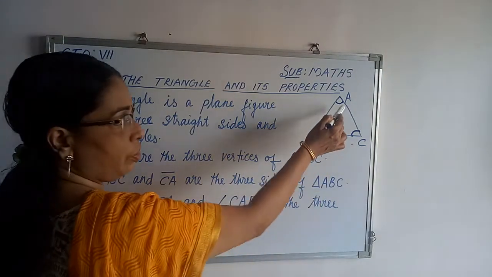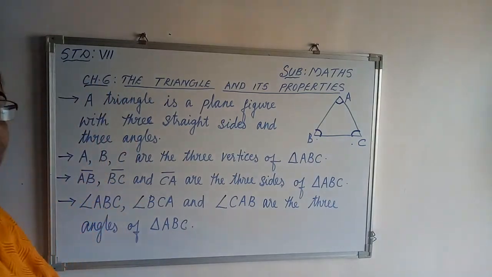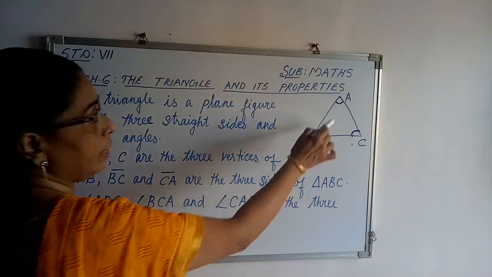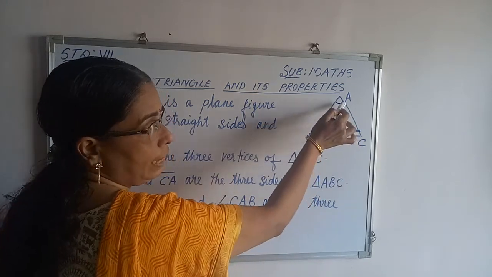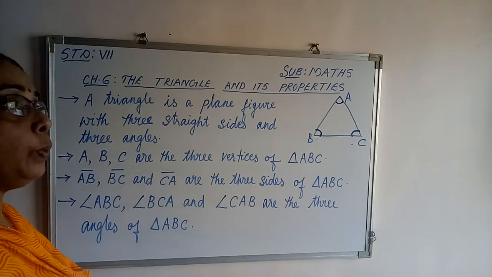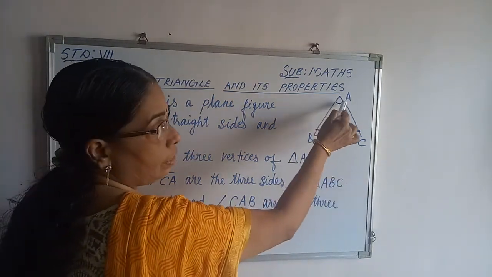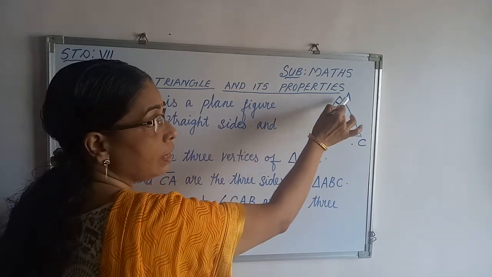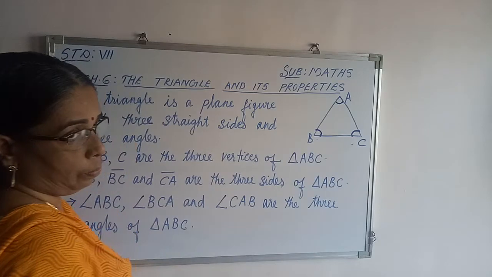Here I have drawn one triangle ABC. Which are the 3 sides of the triangle? Segment AB, then BC and also CA. These are the 3 sides of the triangle, and you know that the triangle has 3 vertices. So which are the 3 vertices? Vertex A, vertex B and vertex C.